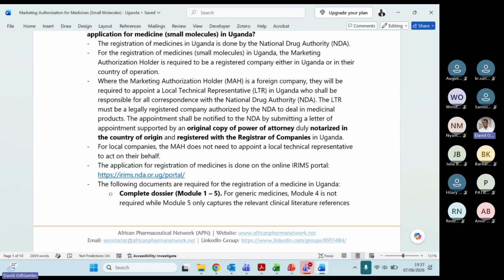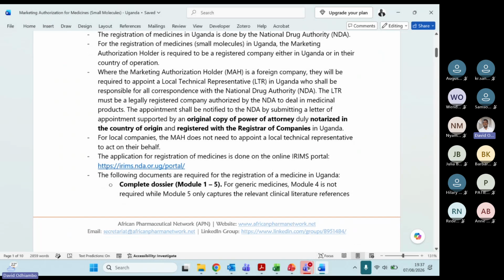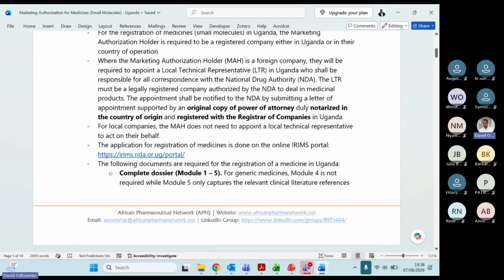And once you're appointing a local technical representative, you have to notify the National Drug Authority by submitting a letter of appointment, which is supported by an original copy of a power of attorney. And the power of attorney becomes the documentation to ascertain that you've fulfilled that requirement. And the power of attorney shall also be notarized in the country of origin.